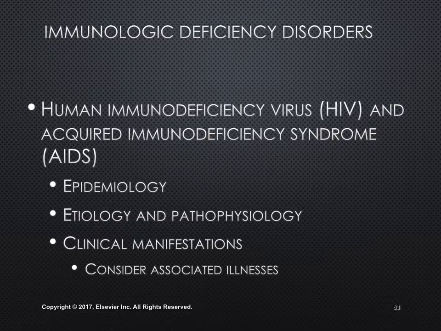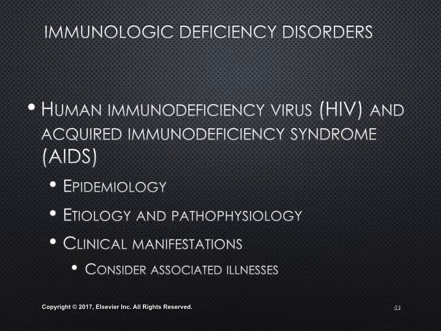Then when we look at immunologic deficiency or disorders, we primarily think of HIV and acquired immunodeficiency syndrome, or AIDS. As far as epidemiology, currently the principal modes of HIV transmission to the pediatric population are mother-to-child transmission and adolescent risky behaviors like sexual activity or IV drug use.